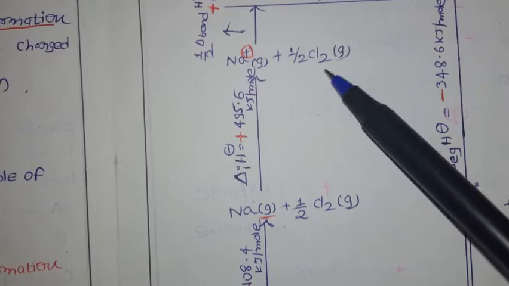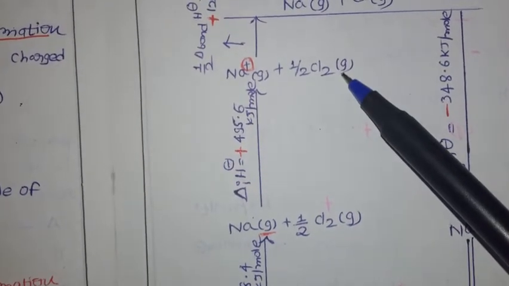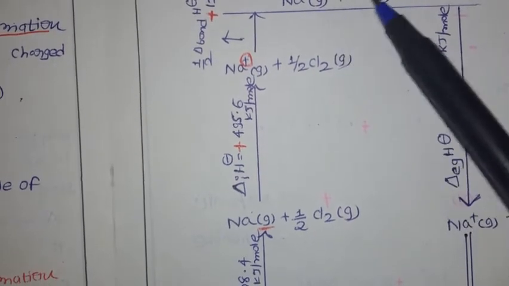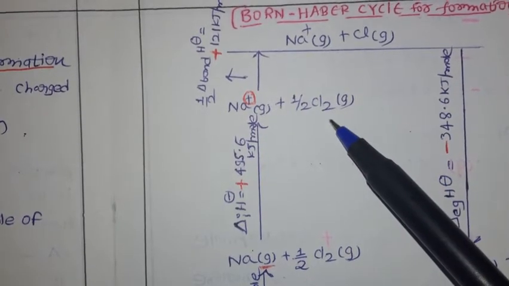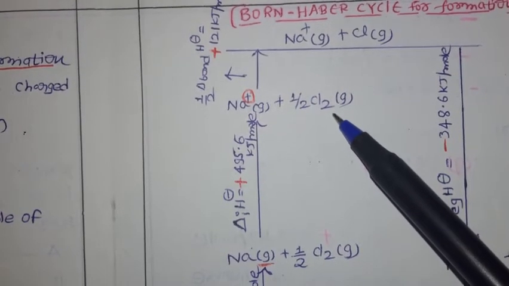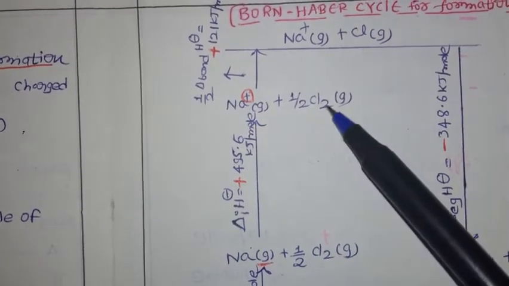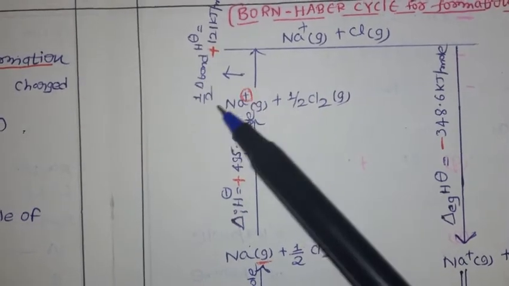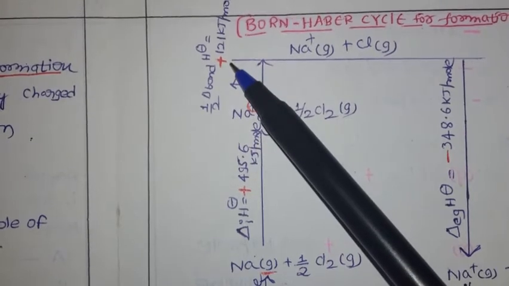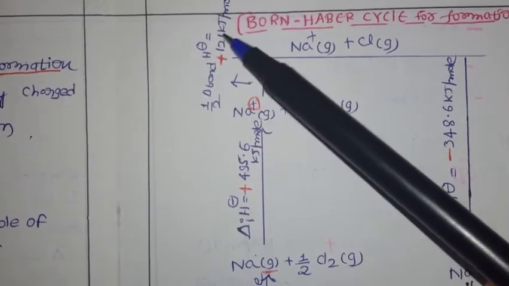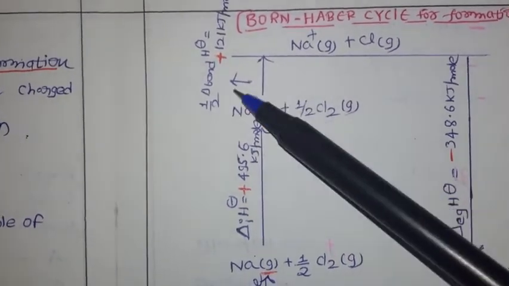Now I have to focus on the chlorine. Chlorine we already have in gas form. But here, if you see Na plus Cl minus, we need only one chlorine atom. But here we have half mole of Cl2. So I am going to break the bond. Why? Because we need the chlorine atom, not the molecule. So now I am going to break this bond. This is called bond enthalpy. Here also it is an endothermic process, so delta H should be positive. How much do we have? Here we have the value 121 kilojoule per mole. So we are going to take the half and break the bond here.